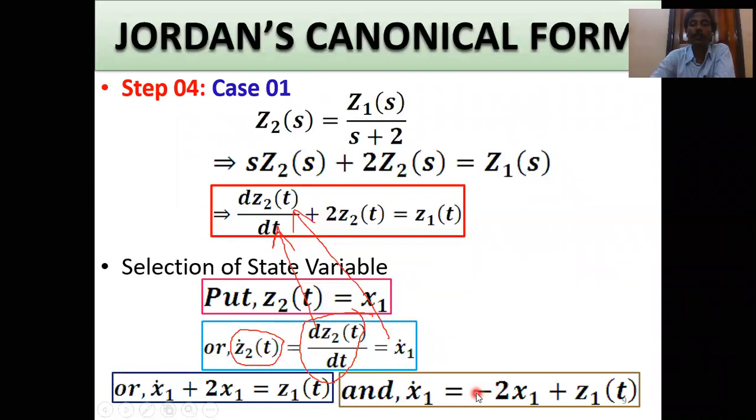This is equivalent to x dot equals Ax plus Bu.